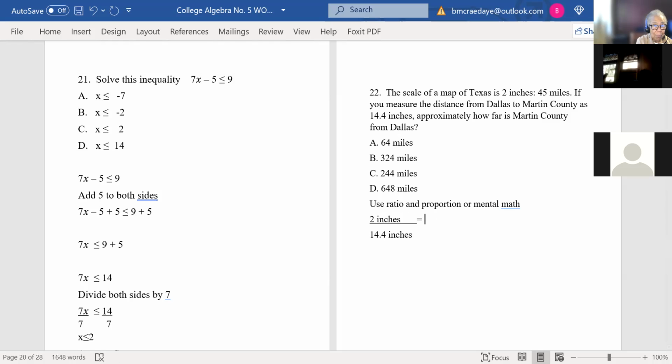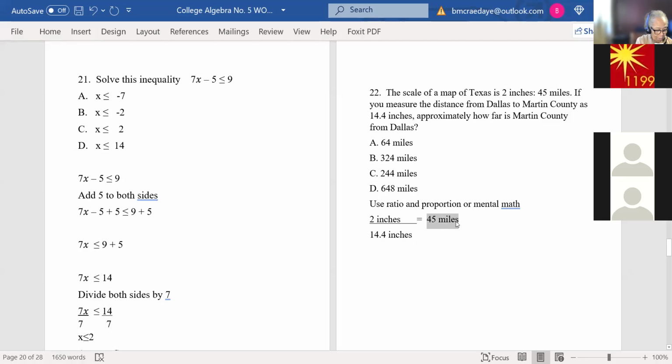X over 45. Which one are you looking for? You're looking for miles. You're measuring the distance. This is 2 inches over 14.4 inches, and 2 inches is how many miles? I don't know. No, right here, 2 inches, 45 miles. So you're going to have 45 over X. And your unknown you're calling X. Yeah. Maybe 648, I don't know.